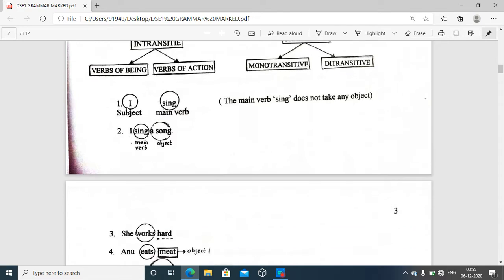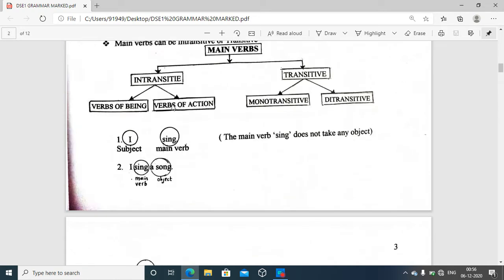So in the second example you also saw the same main verb. In the first sentence it is an intransitive verb, but in the second sentence, by taking an additional object, it becomes transitive, and to say specifically, it becomes monotransitive because there is only one object, and we know mono as a term refers to one. Di as a term refers to the number two.